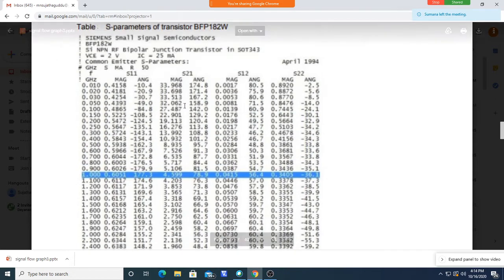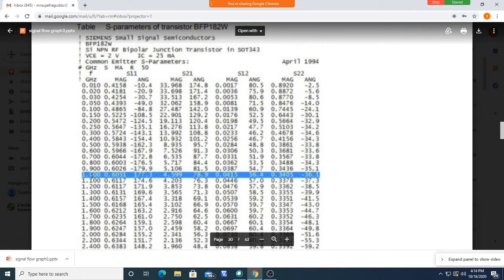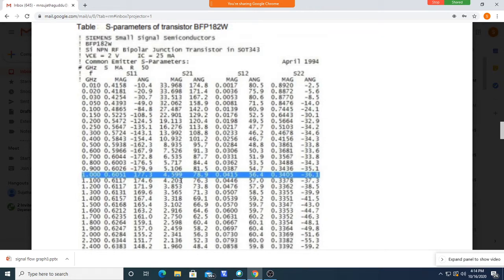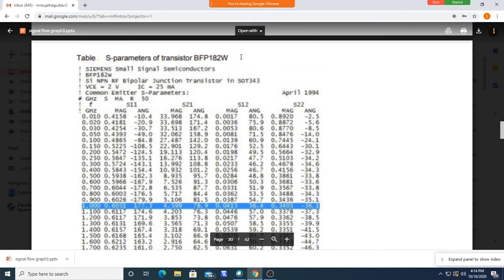And also, if this gain is not enough, for example, at 1 gigahertz we want to design an amplifier, but S21 is only 4.599, it may not be enough for your application. Then you should not go for this transistor, you should go for some other transistor.